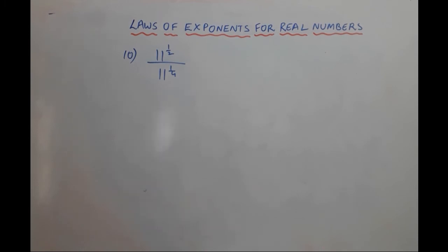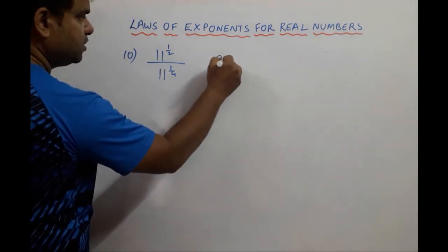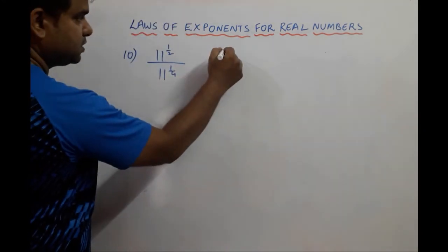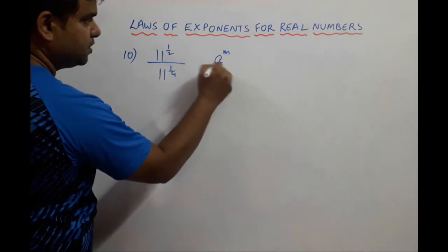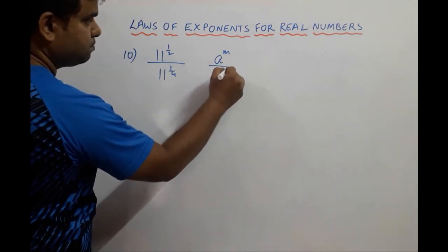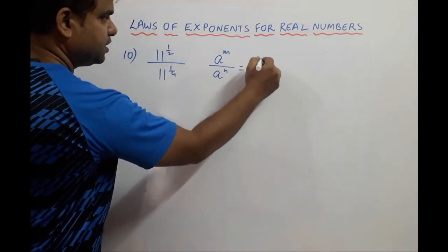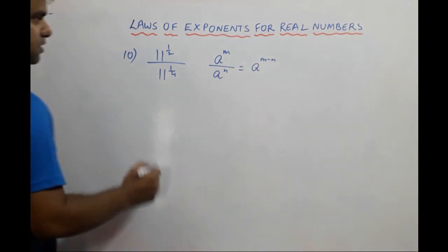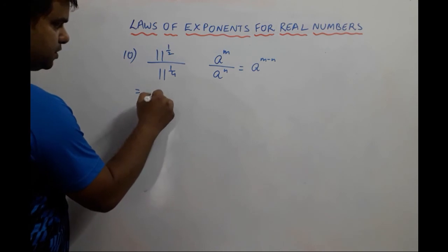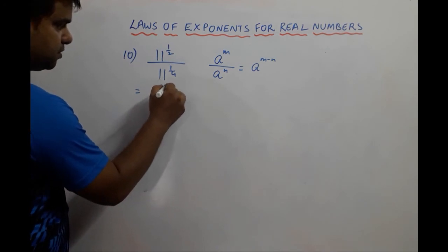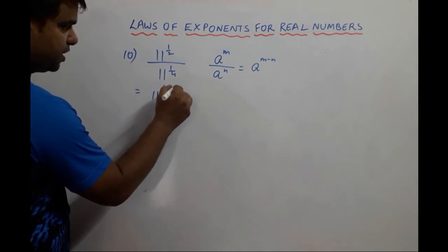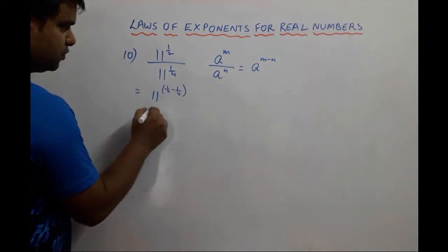The next problem says 11 raised to half upon 11 raised to 1 upon 4. So this is in the form wherein the base is the same, but the powers are different, in a division problem. Then in this case we get a raised to m minus n. So even here we will have to subtract half minus 1 upon 4.